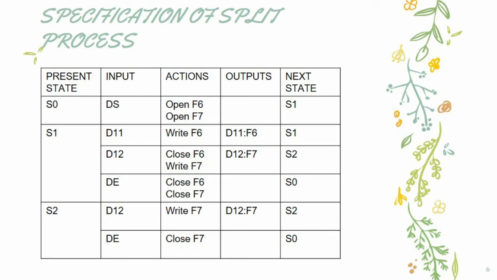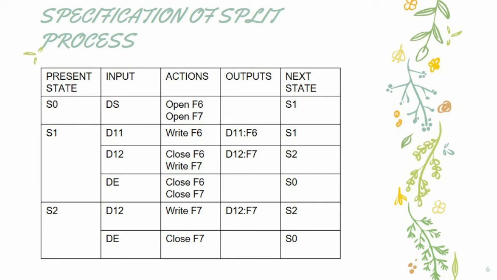Specification of split process diagram. Process split starts in initial state S0 and waits for input DS. Any other input in state S0 is ignored. Arrival of input DS in state S0 triggers the opening of files F6 and F7 and transition to state S1. In S1, D11 messages are written to F6 until either a D12 message or a DE message is received.